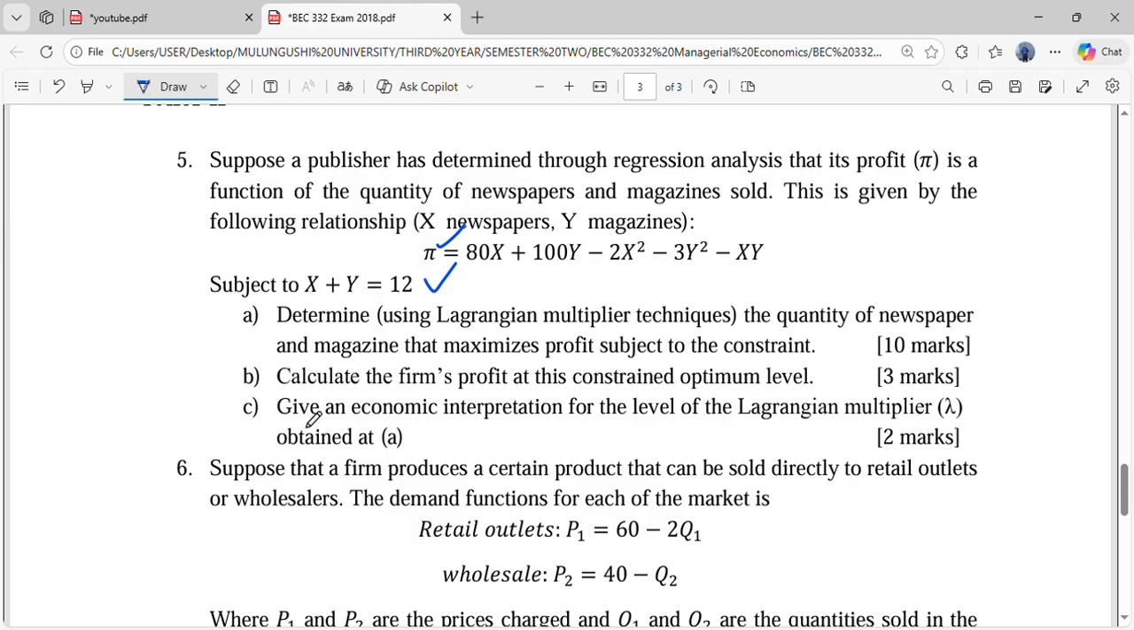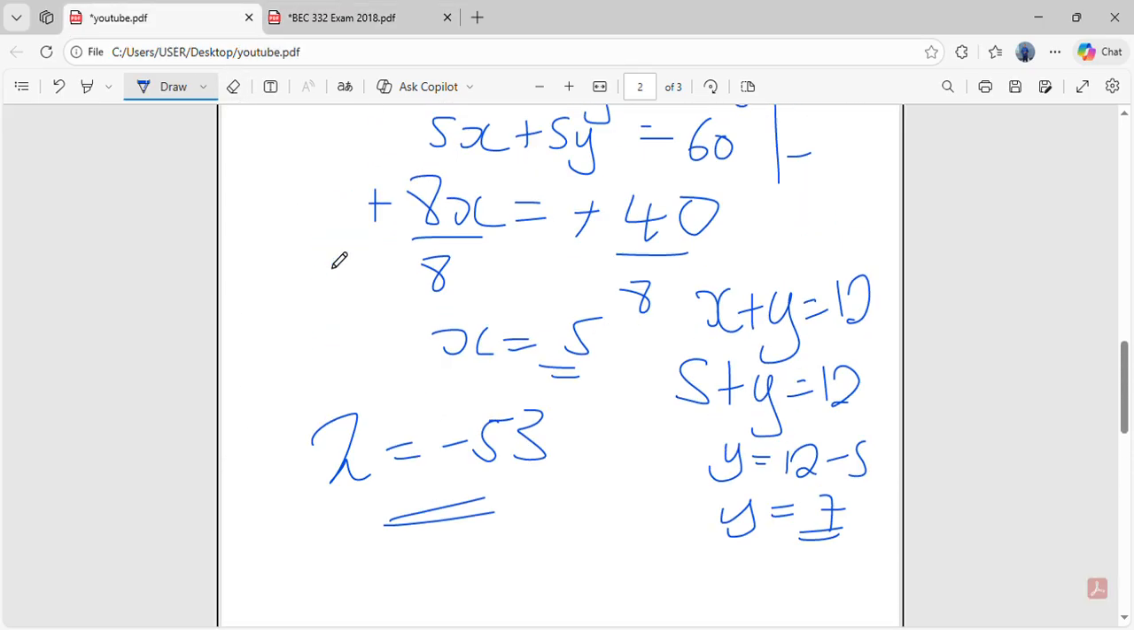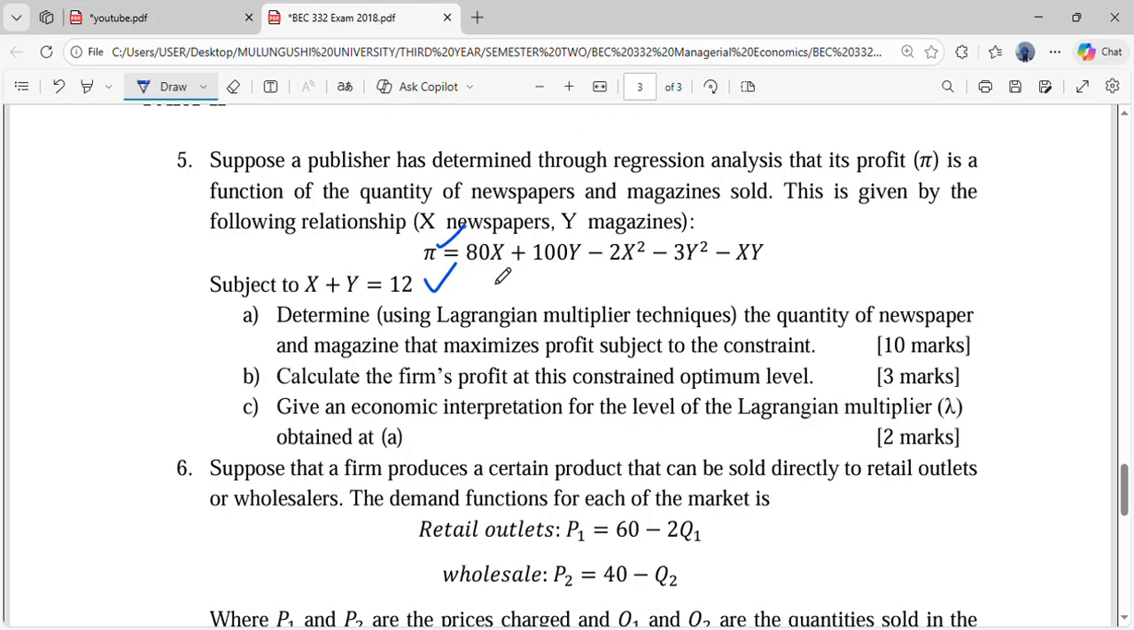So the second question says calculate the firm's profit at this constrained optimum level. So how do you basically do that? Remember, the profit equation in this case is this here. So we are going to substitute. Where there is x, you put 5. Where there is y, you put 7. Where there is x squared, you put 5 squared. And where there is y squared, you also put 7 squared. And where there is xy, you put 5 times what?